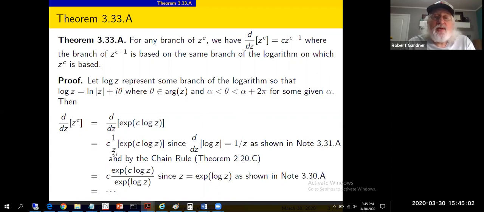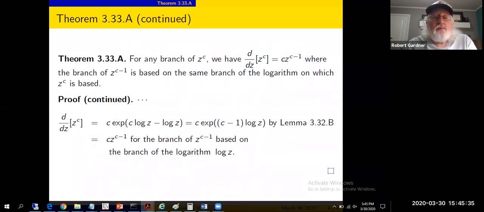z itself was written as an expression. Here we go, I guess it was note 3.30.a. z itself can be written as e to the log z, where we've got any branch of the logarithm and z is in the domain of that branch. So we'll make a substitution there. Now we've got a c out front. We've got a quotient of exponential functions. We know a lot about exponential functions, like when dividing, subtract exponents. So we'll manipulate that and say when dividing those exponential functions, take a difference within the exponential.